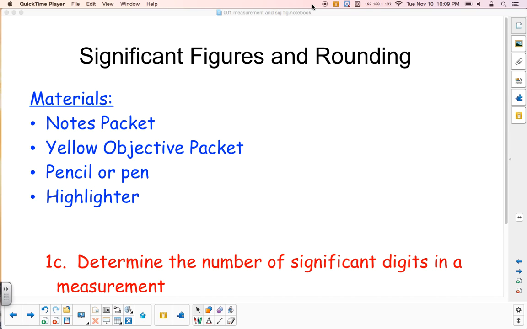The purpose of this video lesson is to give you a brief introduction to significant figures and their relationship to measurement. For this lesson, you will need your notes packet, your yellow objective packet, a pencil or pen, and a highlighter. The learning goal to be accomplished here is learning goal 1C, to determine the number of significant digits in a measurement.